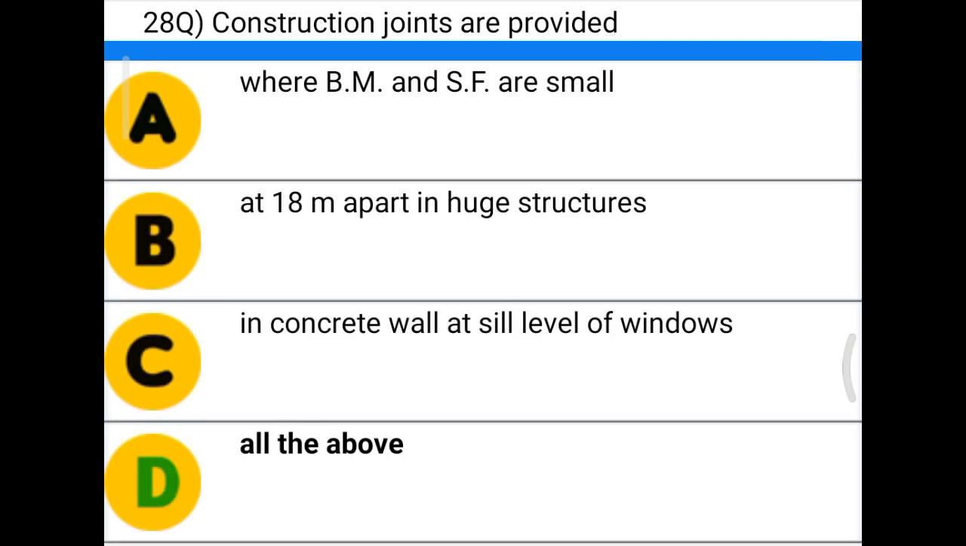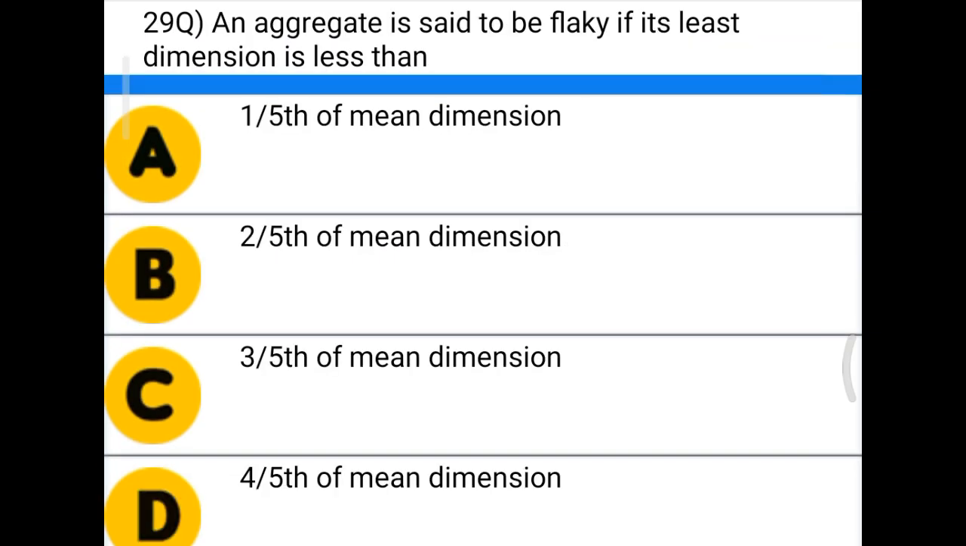Next question, an aggregate is said to be flaky if its least dimension is less than option A 1/5 of the mean dimension, option B 2/5 of the mean dimension, option C 3/5 of the mean dimension, option D 4/5 of the mean dimension. So the correct answer is option C 3/5 of the mean dimension.